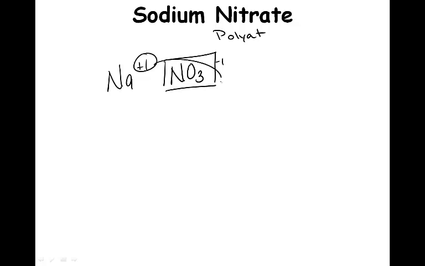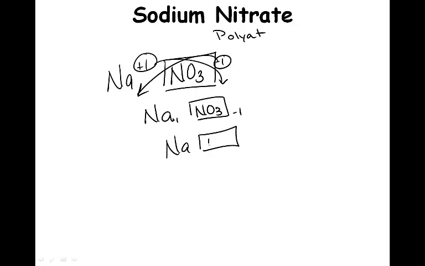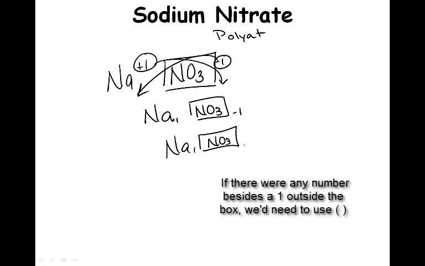Remember to protect your polyatomic ion by either putting it in a box or surrounding it with parentheses. Step number 2 is to crisscross the charges. So move the positive to the bottom, move the negative to the bottom. Na1, NO3, negative 1. Drop your charges. Na, NO3, and we can get rid of the 1-to-1. So Na, and because there's only a 1 outside of the box, we can remove the box, NO3.